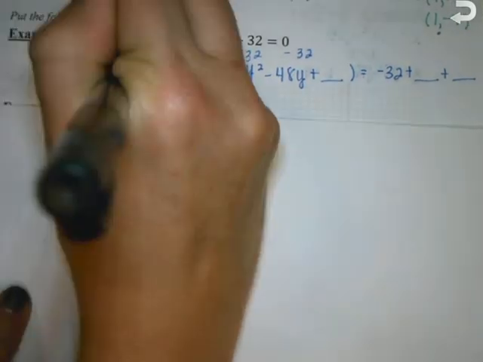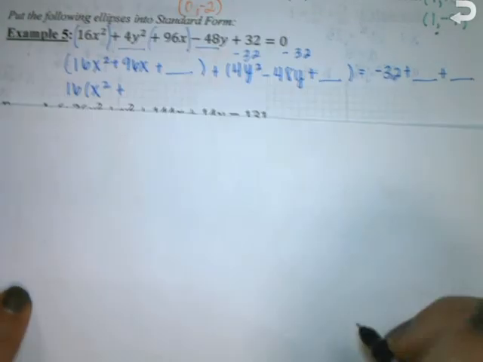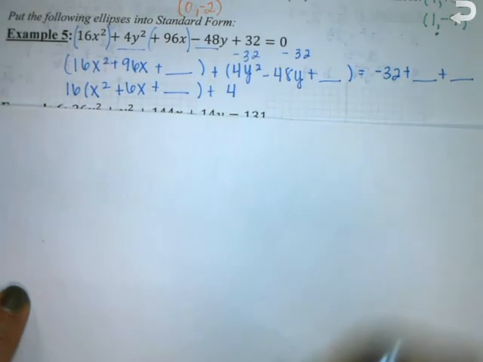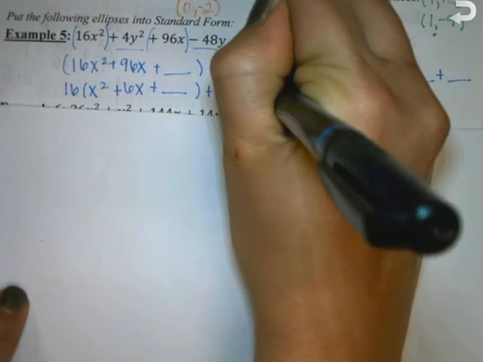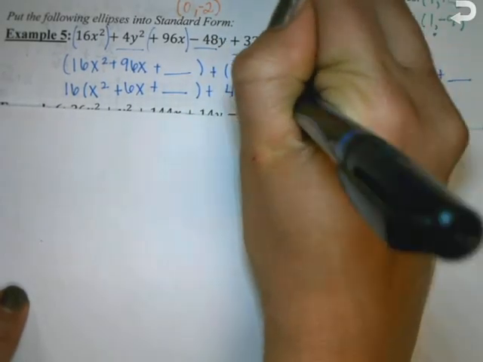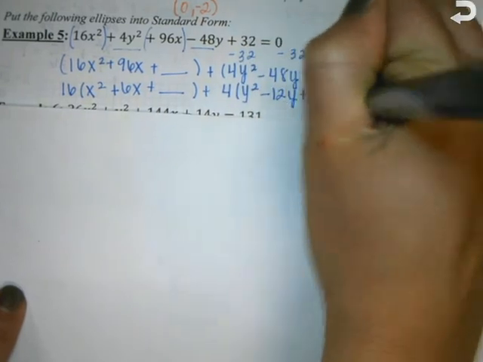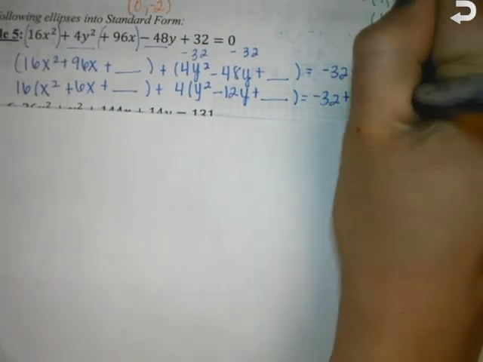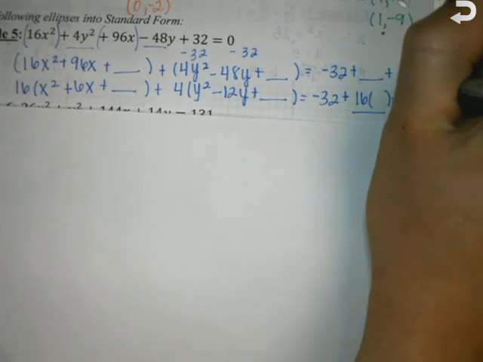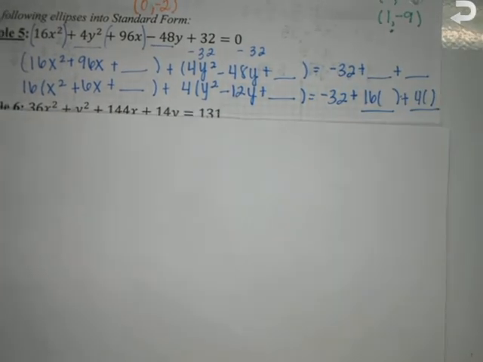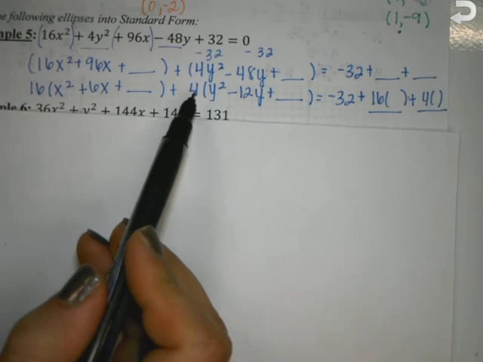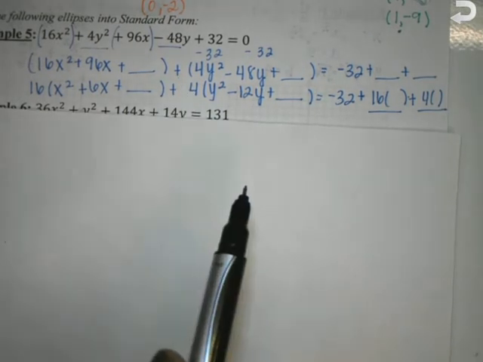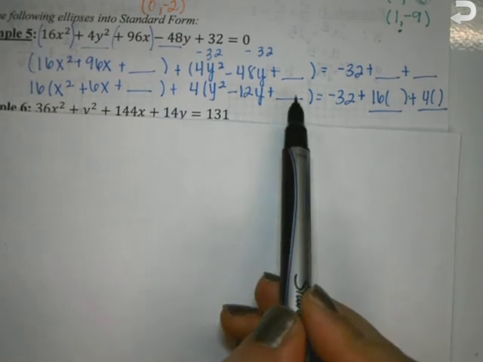4 times y squared minus 12y plus blank equals negative 32 plus 16 times blank plus 4 times blank. Okay, this is a little bit different than what we've worked with before because these numbers are not the same. What we need to do here is going to be a little bit different than what we've done before. We are going to fill in the blanks. And instead of dividing the 16 and the 4 out of the left-hand side, we want an ellipse to be equal to what? To 1. So we're going to divide by what's on the right-hand side.